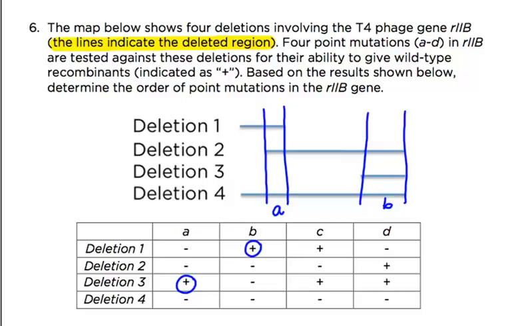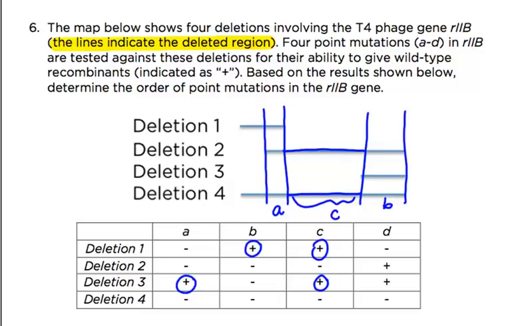Now C recombines to form wild type with deletion 1 and also deletion 3. So we're looking for an area that isn't deleted for 1 or 3, but is deleted for 2 and 4. And that would be somewhere in this region. So this is going to be C, because as you can see, there's a deleted portion of 4 and a deletion portion of 2, but there's still the chromosomes left from 1 and 3.